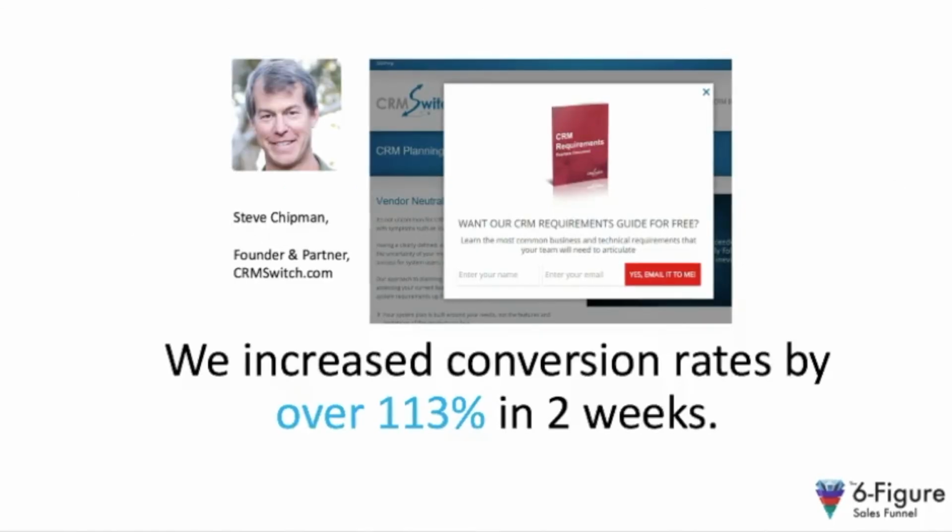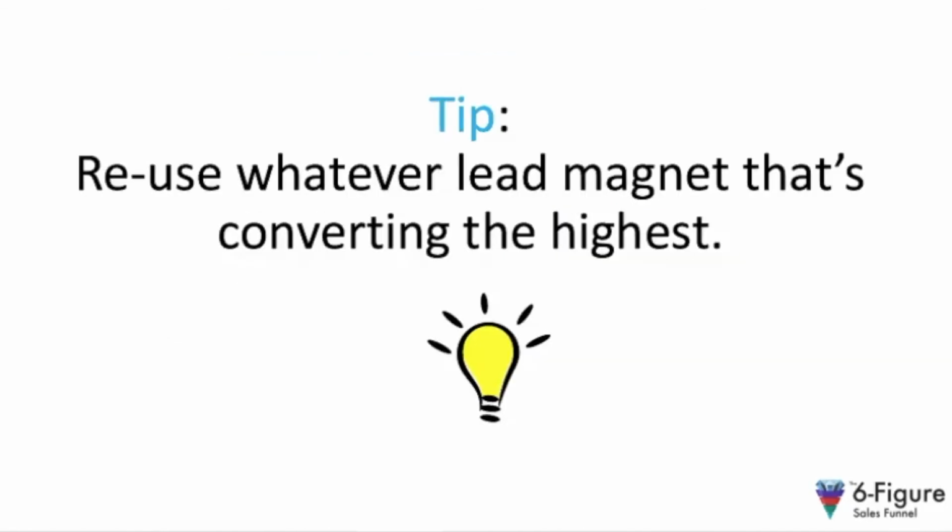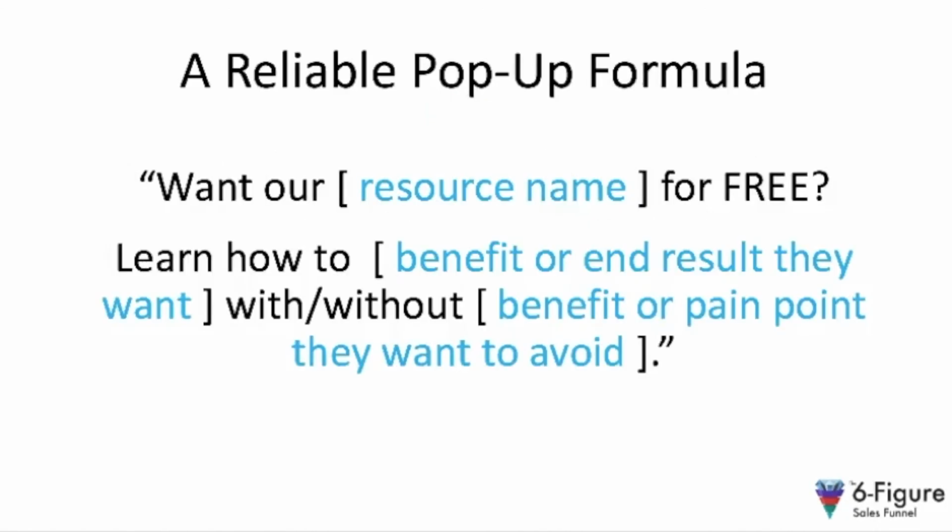In the case of a popular B2B blog called crmswitch.com, we increased their conversion rates by over 113% in just 2 weeks. The tip to an effective high-converting pop-up is to reuse whatever lead magnet that's already converting the highest elsewhere in your funnel. As such, you'll want to test multiple offers to know for sure. This will make sure that you get the maximum number of conversions and that your funnel is working as hard as possible on every page every day to convert visitors into leads.